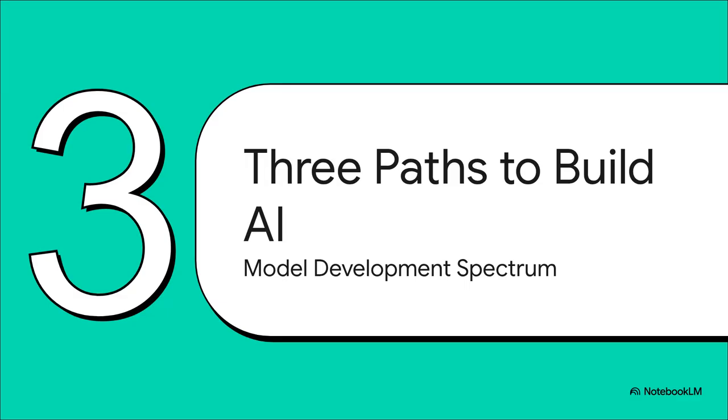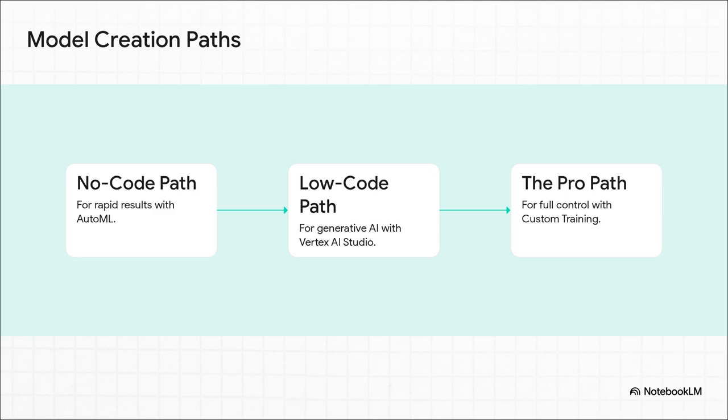Okay, now let's zoom in on that second pillar, model development, because this is where Vertex AI gets really clever. Instead of forcing everyone down a one-size-fits-all path, it gives you 3 distinct ways to build AI, and each one is tailored to different needs and different skill levels. Think of this like choosing your own adventure for model building.